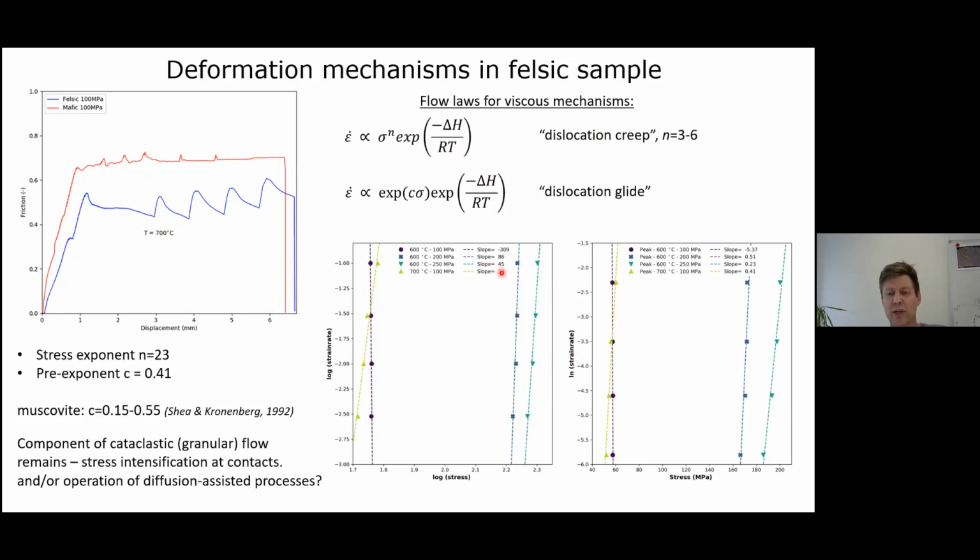The stress exponent here is 23, so it's really nowhere close to any dislocation creep mechanism. But of course, we probably still have some porosity, so there's still a cataclastic flow component that is going on, and that is affecting our macroscopic measurement. Or the alternative is that there is some diffusion-assisted process which has a different stress dependence.